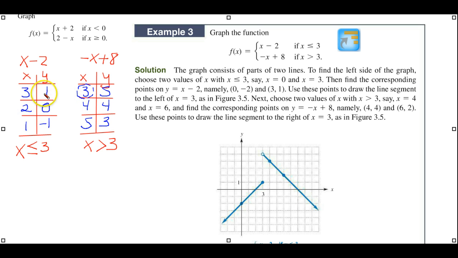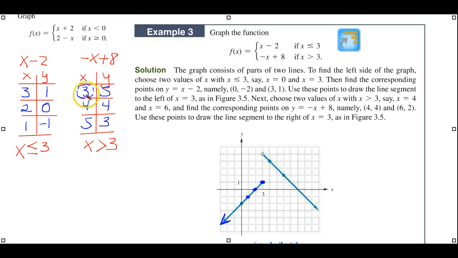So now we plot it. 3, 1. So 1, 2, 3, a dot right there. 2, 0, a dot right there. And then 1, negative 1, a dot right there. And it gives us this line. So this is a piece of this piecewise function.